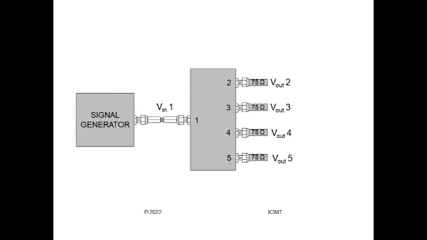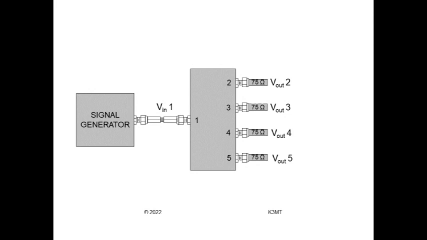Call the input voltage V in 1, and the 4 outputs, V out 2 to V out 5. These are usually not in phase with the input, there's a time delay in going across the network. They have both magnitude and phase. They're complex numbers.